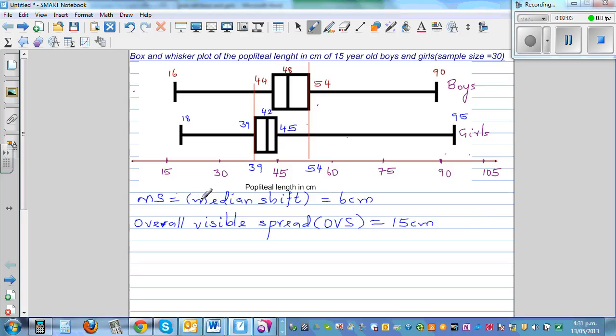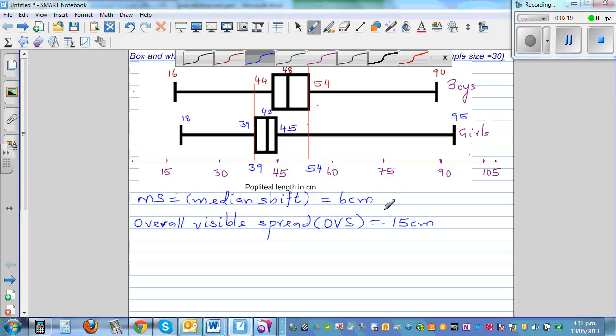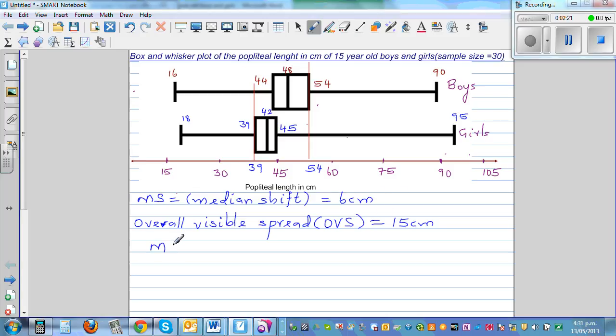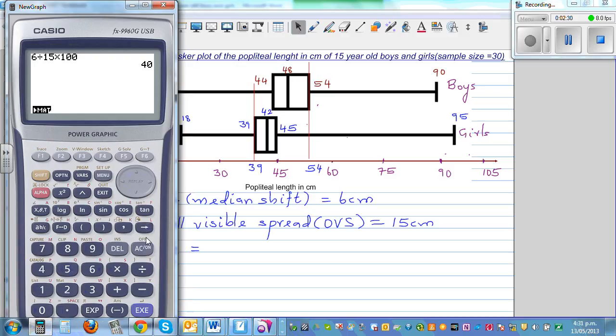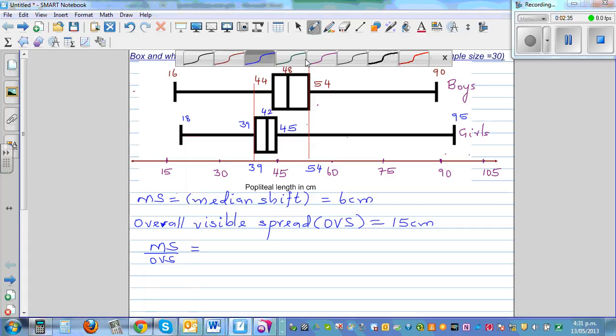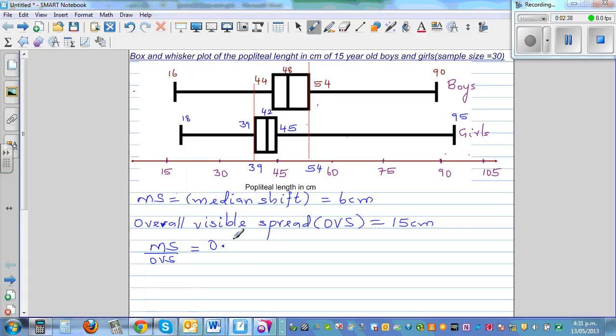So I want to talk about how you can make a conclusion based on these two values. As a rule of thumb, for a sample of 30, before I give you the rule, let me find, can I write this as a percent? So median shift divided by overall visible spread. This is 6 divided by 15, which is 0.4. And if you want to write 0.4 as a percent, it is 40%.